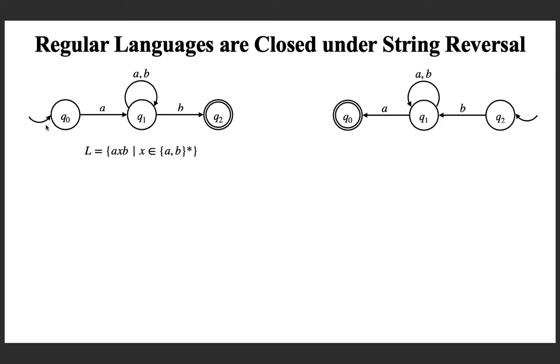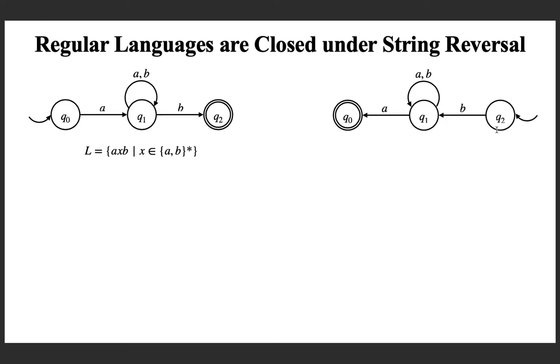Second step is, I made the initial state of the given machine a final state. I changed the initial state into a final state, and the last step is I changed the final state of the NFA into the initial state of the new machine.